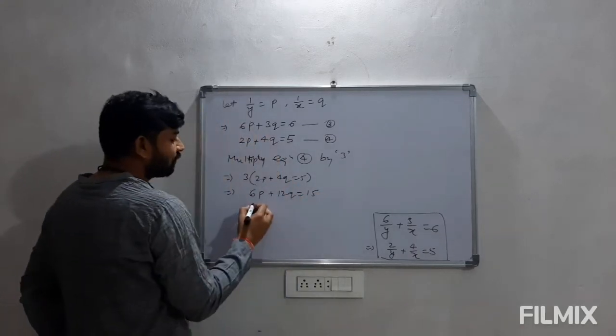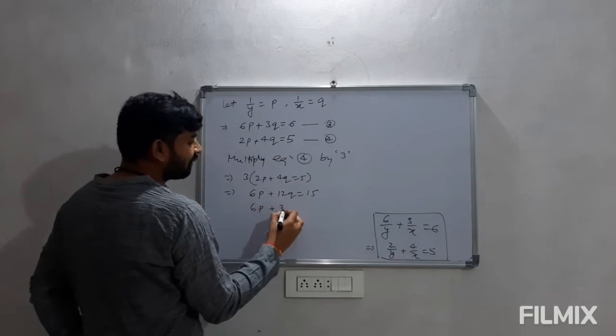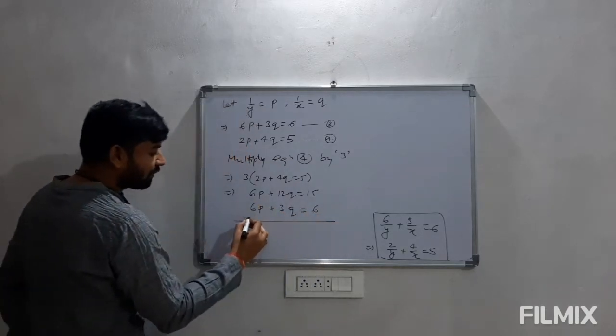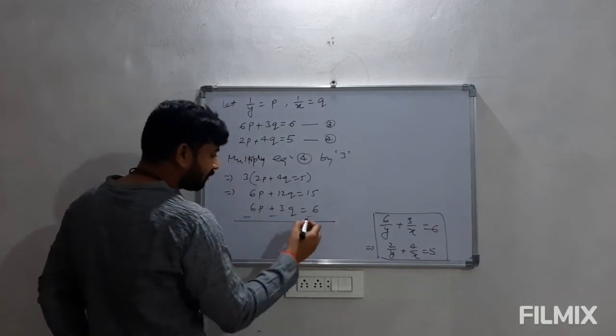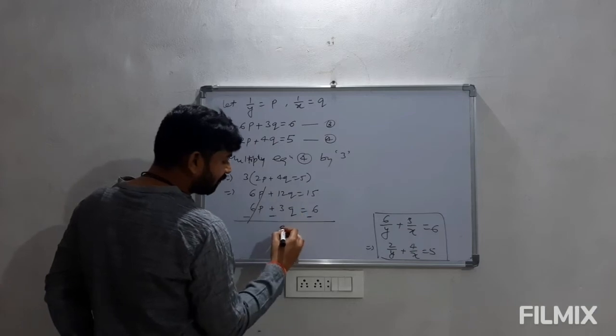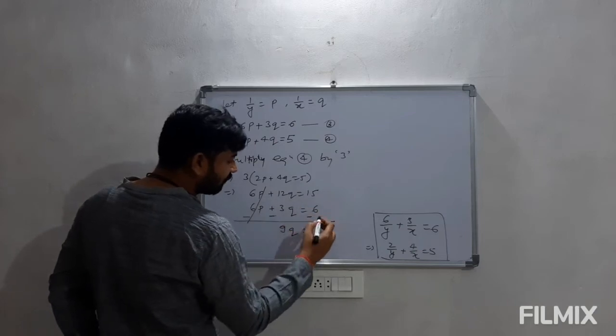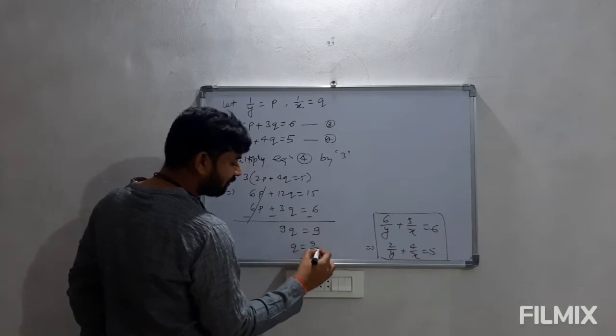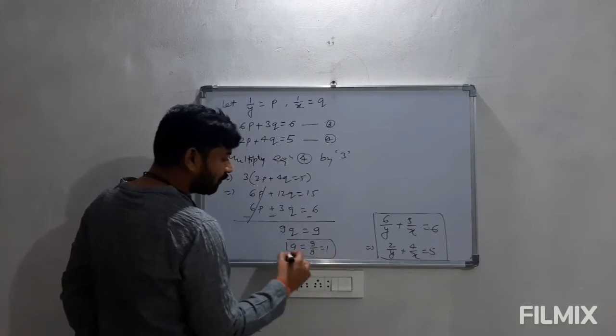Now we can use equation 3 here directly. 6p plus 3q is equals to 6. If we subtract them, minus, this will be minus, and again this will be a minus sign. So this is cancelled. 12 minus 3 will be 9q is equals to 15 minus 6 is 9 here. So here q is 9 upon 9, that is 1. So the value of q is 1.